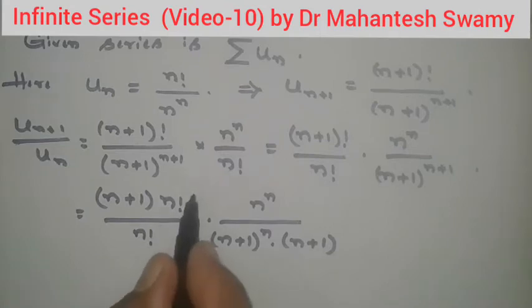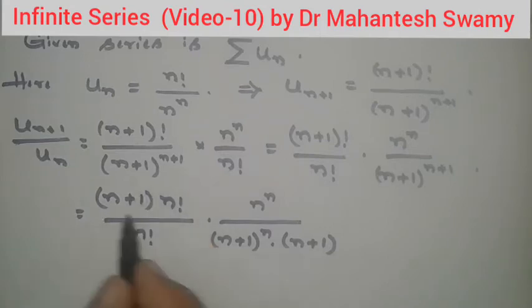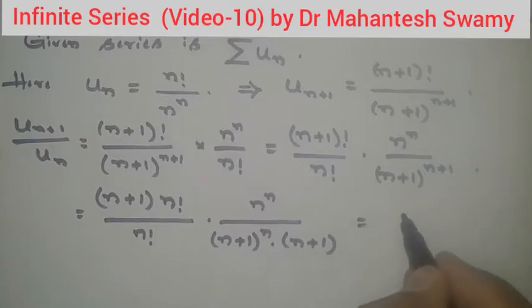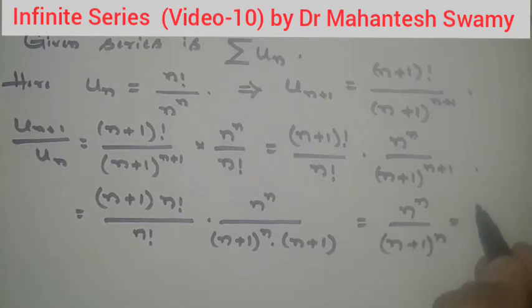Now this factorial cancels. This bracket n plus 1 cancels with this bracket n plus 1. So the remaining thing is n to the power n divided by n plus 1 to the power n. Or we can write it as n divided by n plus 1 whole to the power n. We can write like this.